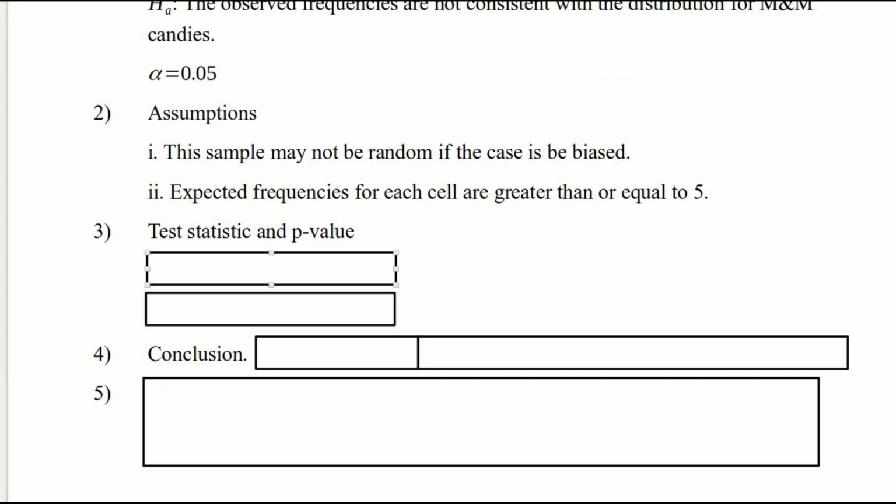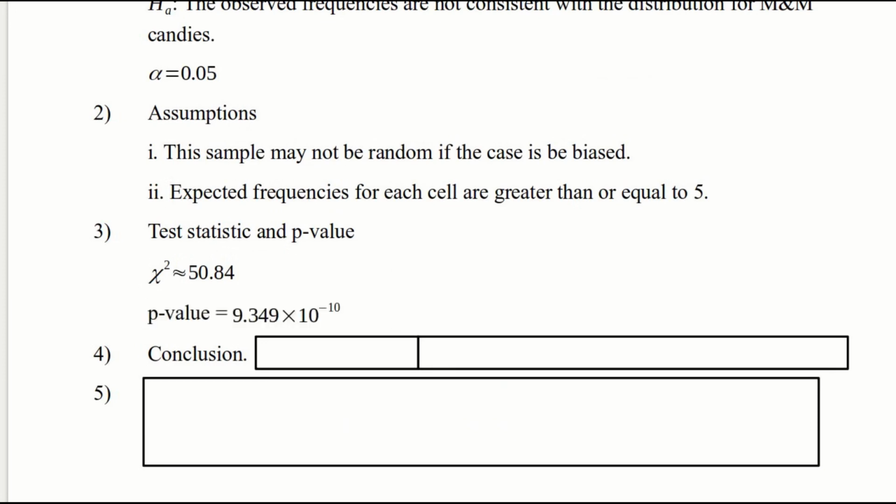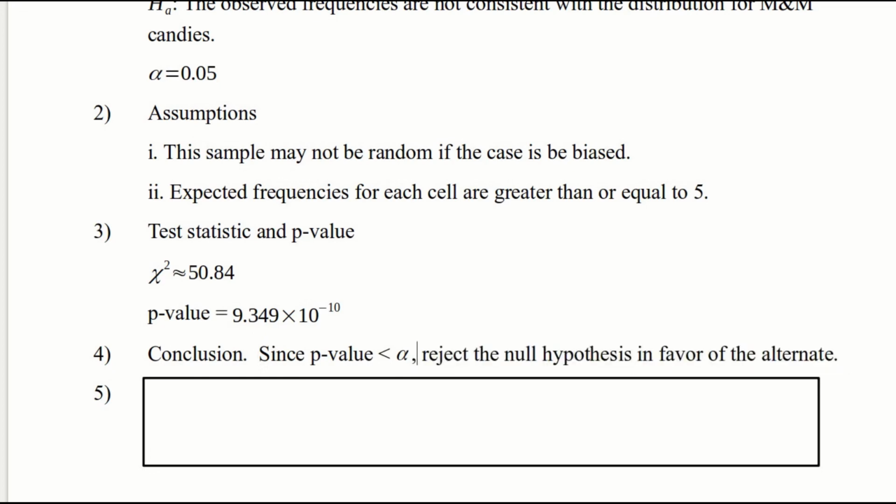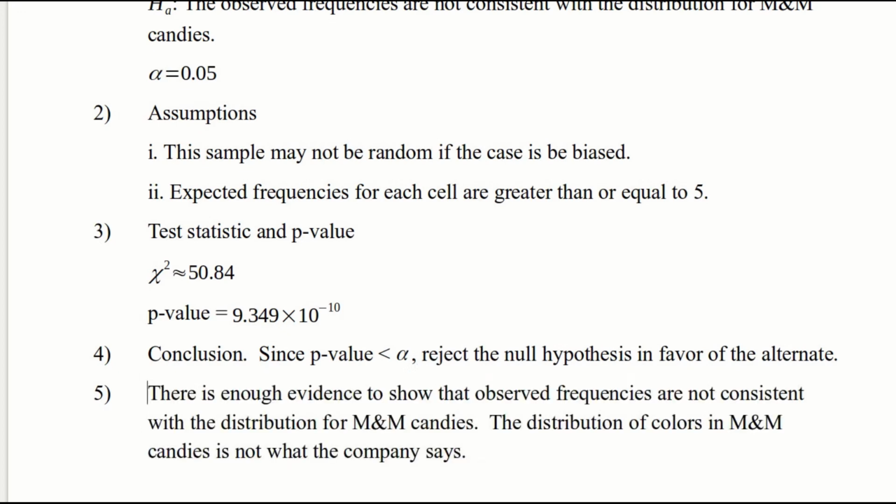Now we get out our calculator, put that data in, and we get our chi-squared, fairly large, 50.84. That tells us that p is going to be pretty darn close to 0. And so our conclusion is based on the fact that that p-value, really close to 0, is less than our alpha of 5%. So therefore, we can reject the null hypothesis. And that means that we say that there is enough evidence to show that the observed frequencies are not consistent with the distribution for M&M candies. That is, the distribution of colors is not what the company says.